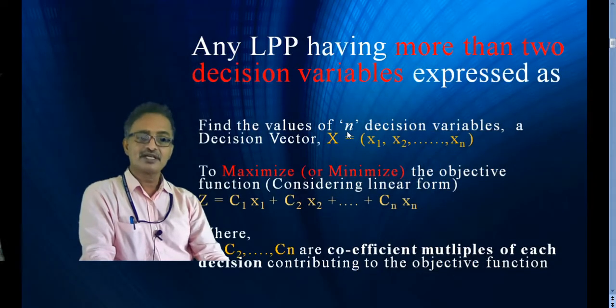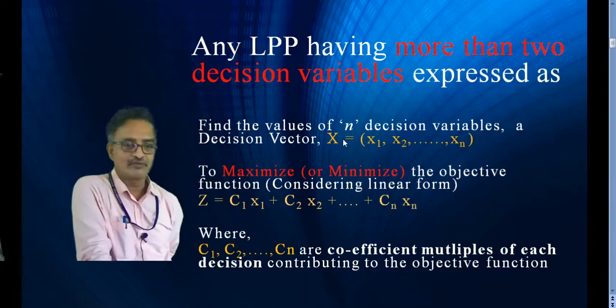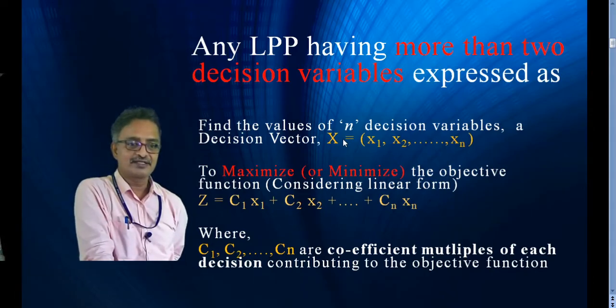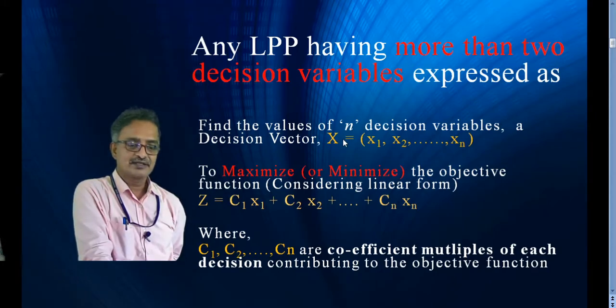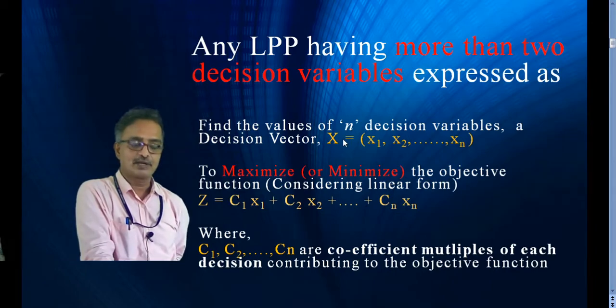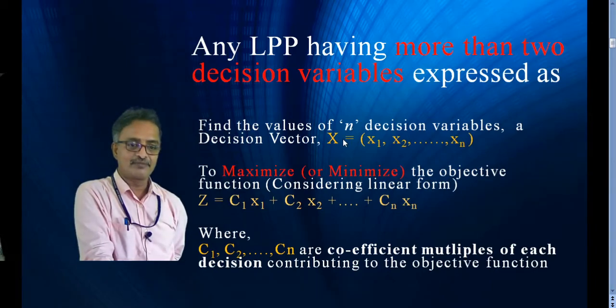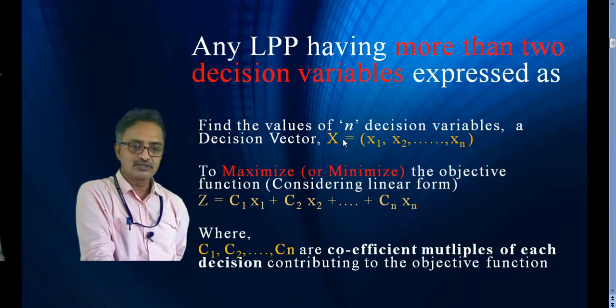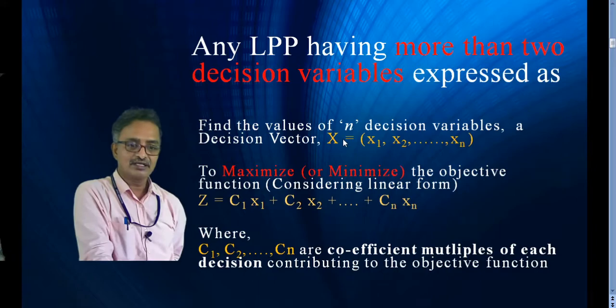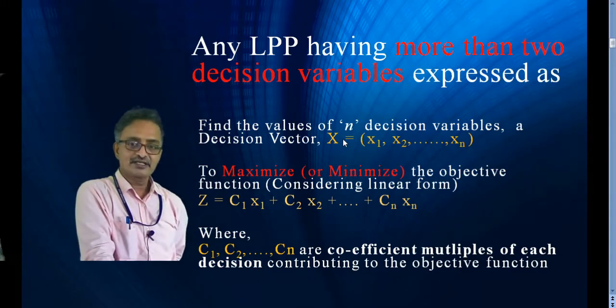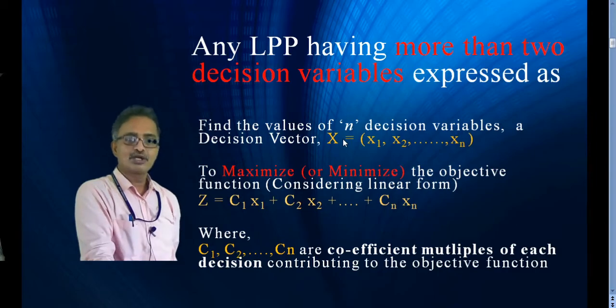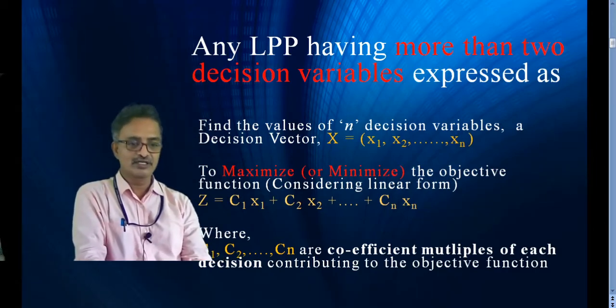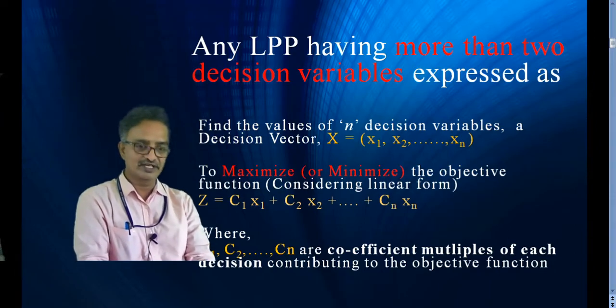examples. Any linear programming problem, when you want to formulate it for n decision variables, can be stated as follows. If it is a maximization or minimization, the objective function in linear form can be expressed as z equal to c1 x1 plus c2 x2 plus etc. up to cn xn, where c1, c2, etc. up to cn are the coefficients of each decision variable contributing to the objective function.